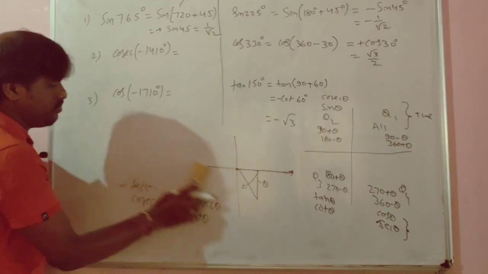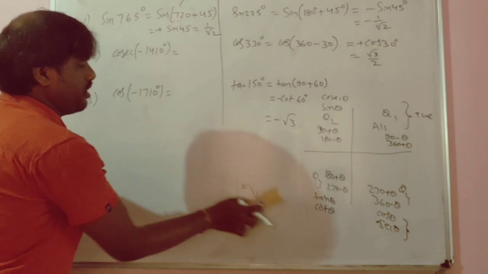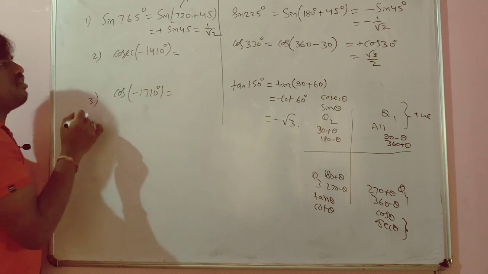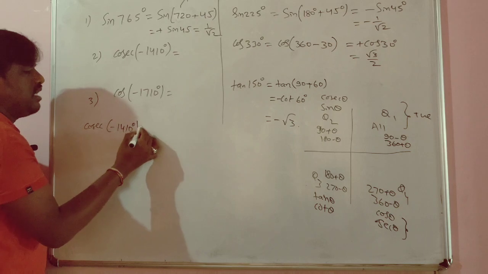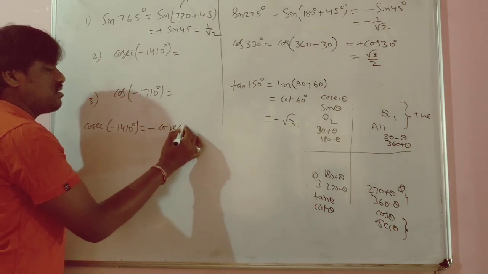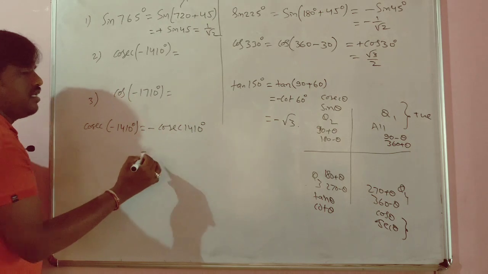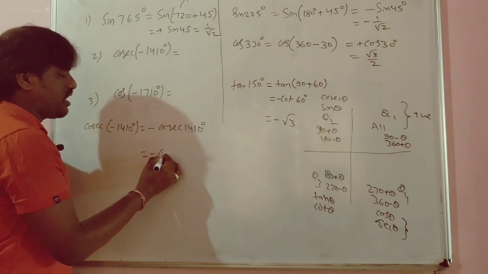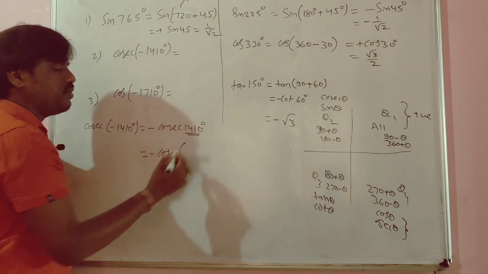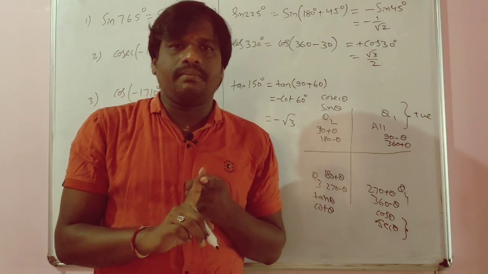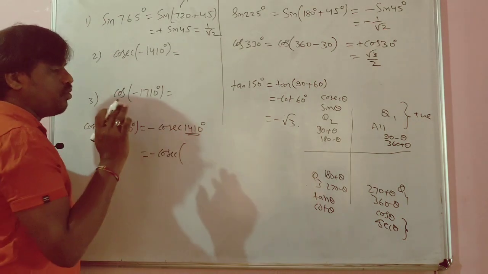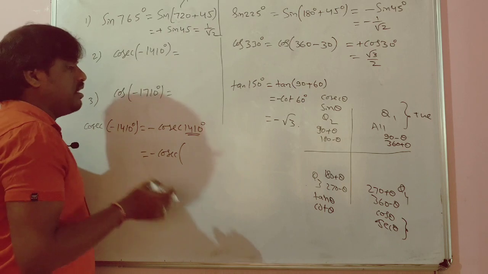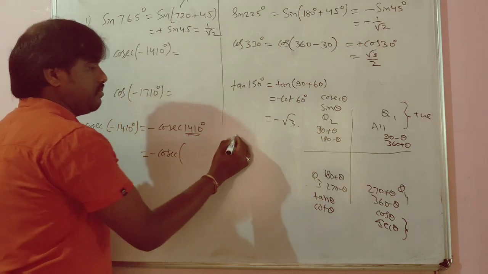Now let us discuss this point. Now I have to find these values. Cosec of minus theta, what am I going to get here? Cosec of minus 1410 degrees, that is minus of cosec 1410. So here I have to check which multiple this is. You can check either a 90 multiple or a 360 multiple, anything. If 90 multiple is difficult, then go for 360 multiple.